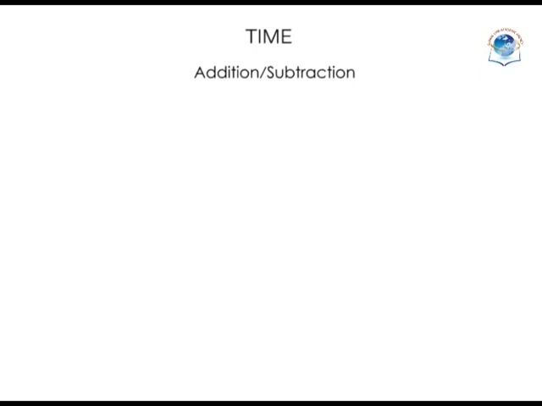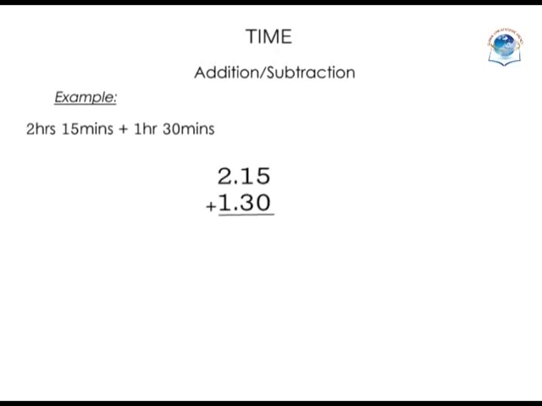For instance, 2 hours 15 minutes plus 1 hour 30 minutes. We can write it as 2.15 plus 1.30. The part on the right hand of the decimal is the minute side, and the left side is the hour side. If we add that, we shall get 3.45, and that means 3 hours and 45 minutes.